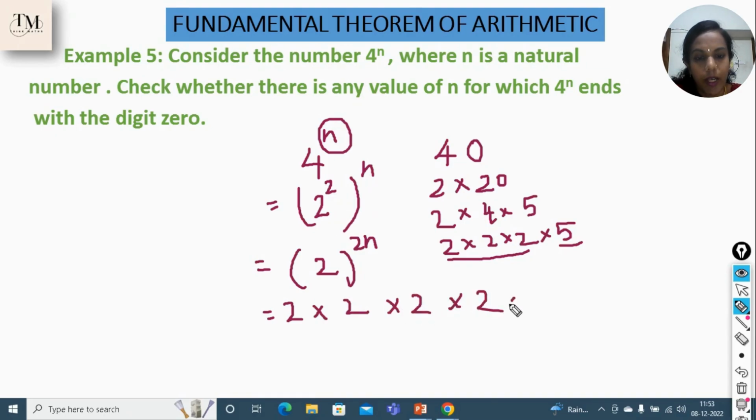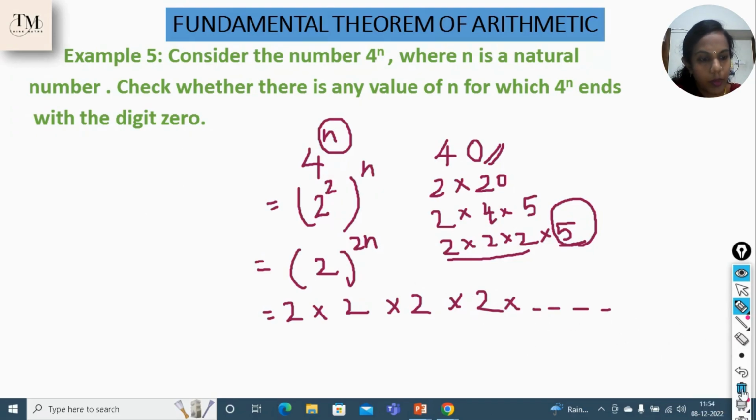No other prime will occur here. For any value of n, this value will be 2 into 2 into 2 into 2 and so on, but there will be no other primes. But we need the prime 5 because if it has to end with 0, it will be divisible by 5. But we don't get the prime 5 here. I think you got the point. So we can say that there is no value of n for which 4 power n ends with the digit 0. Okay, children, can you understand?